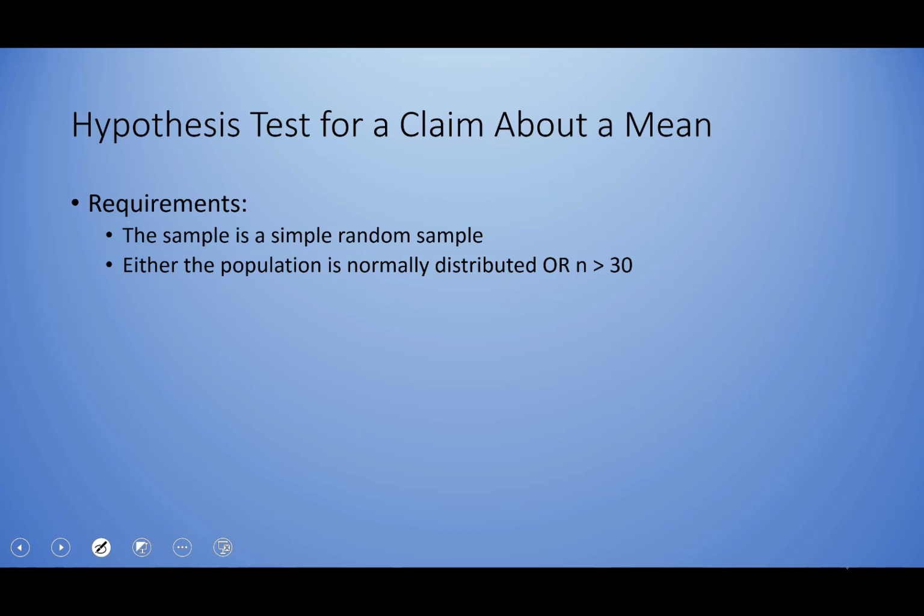And the first one says that our sample is a simple random sample. And then the second one says that either the population is normally distributed or our sample size is larger than 30. So for the last requirement, only one of these requirements needs to be met.